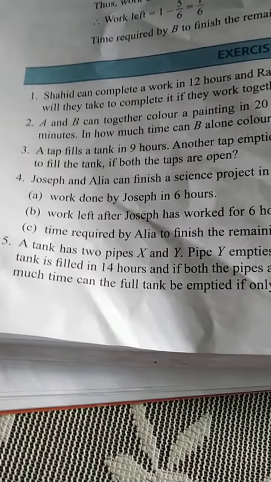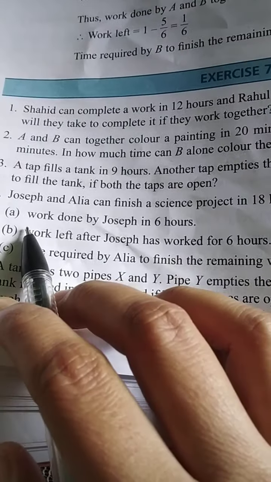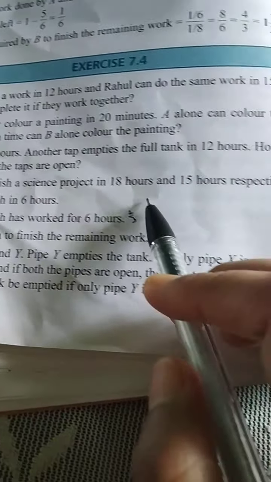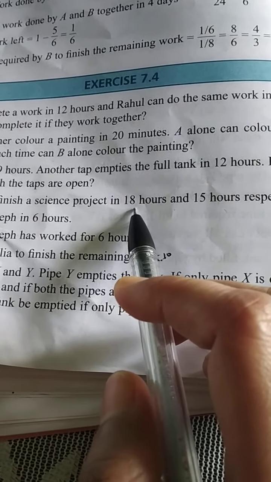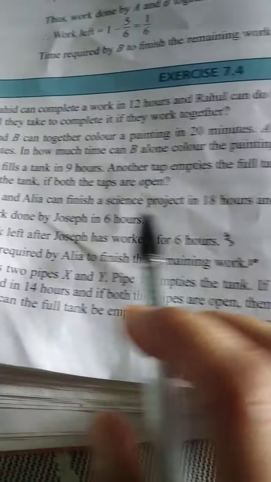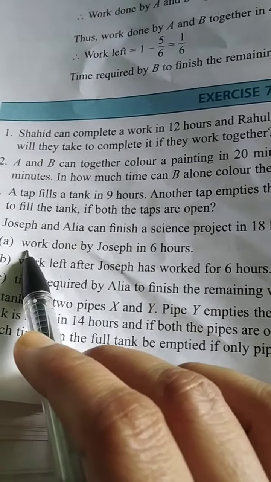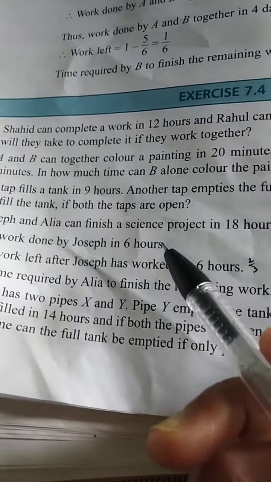Now question number 4. Joseph and Alia can finish a science project in 18 hours and 15 hours respectively. Find work done by Joseph in 6 hours. So Joseph alone is completing the work science project in 18 hours and Alia is completing in 15 hours. So can you find Joseph's 1 hour work 1 by 18 and Alia's 1 hour work 1 by 15? So if 1 hour work of Joseph you will find, can you find work done by Joseph in 6 hours? So if 1 hour work you know, then 6 hour work multiply by 6.